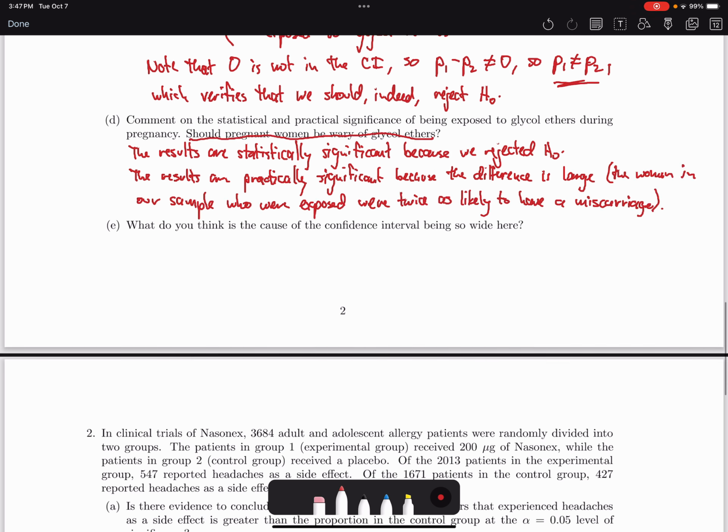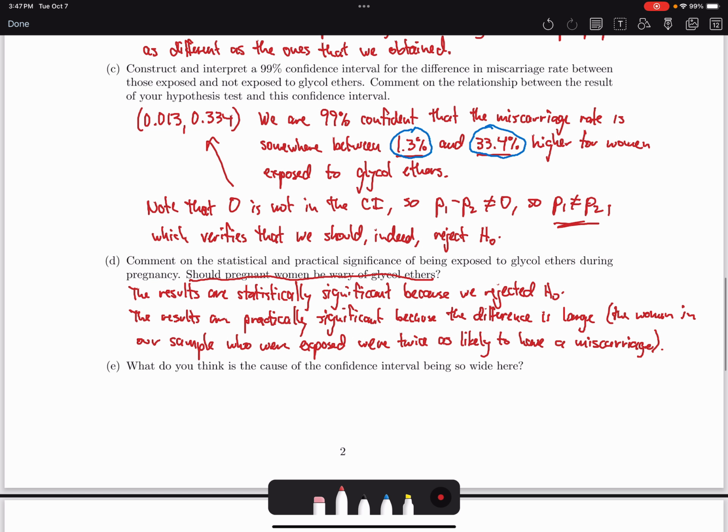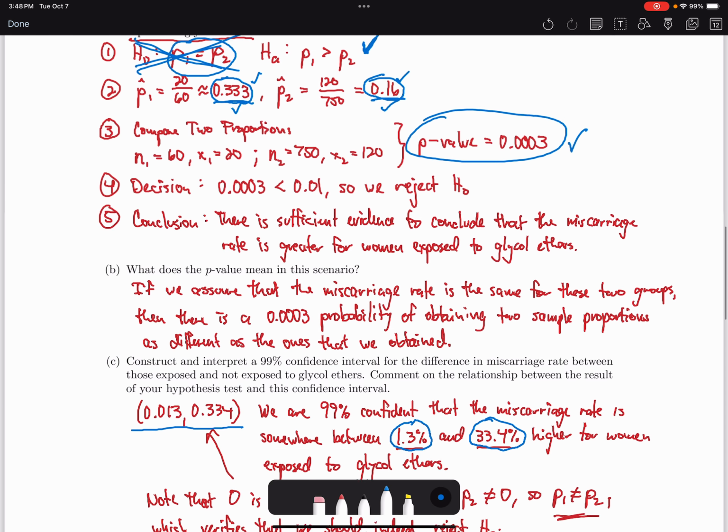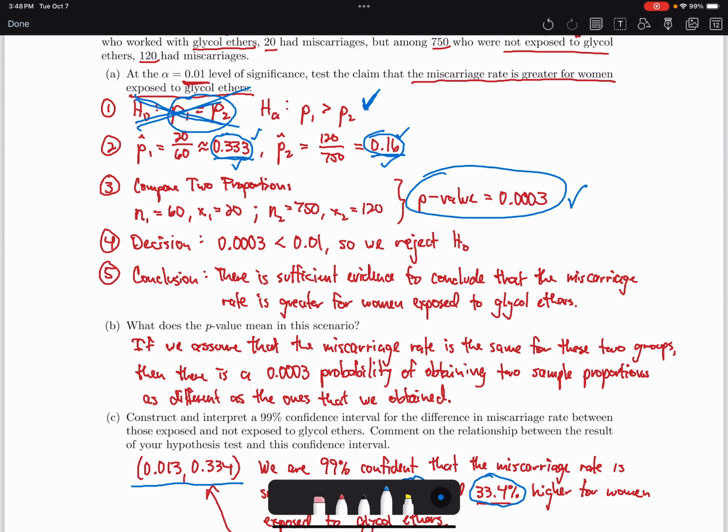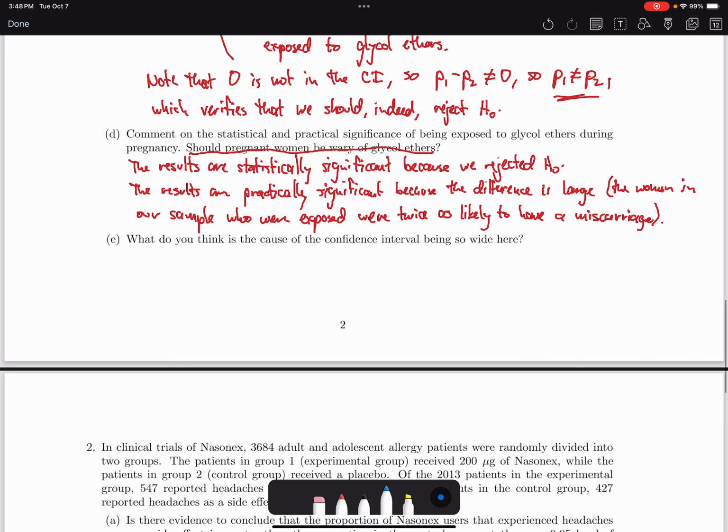Okay, part E. What do you think is the cause of the confidence interval being so wide here? Yeah, we noted earlier that our confidence interval was very wide, okay? So why is that? I think that the reason for that is because we had a small sample size for group 1, right? For group 2, the sample size was fine, 750. But for group 1, the sample size was only 60 individuals, and that's a pretty small sample size when you're testing proportions. When you're testing means, a sample size of 60 is decent, okay? But when you're testing proportions, generally speaking, we need much larger sample sizes in order to get good estimates. So I think that's the problem, right?